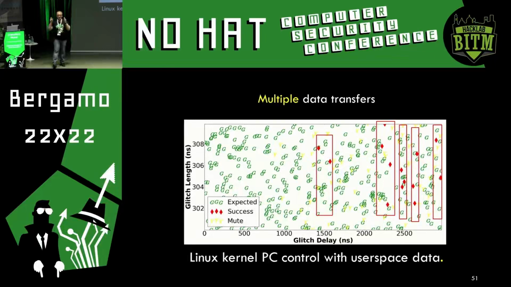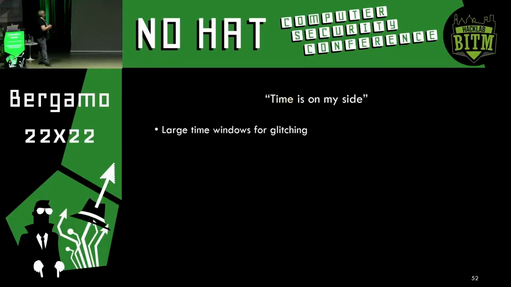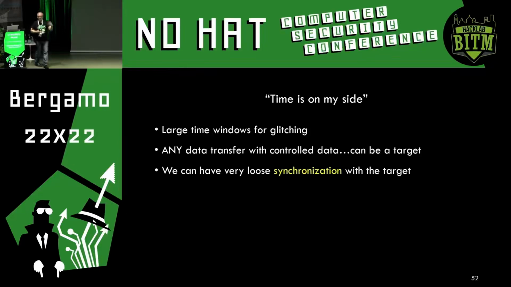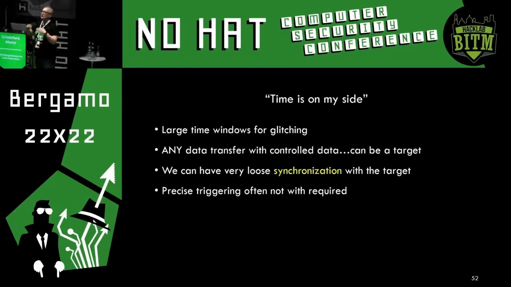So instead of transferring payloads, of transferring shellcode, transfer pointers and start glitching and see what happens. If you get your pointer into PC, well, you're definitely onto something which is definitely different from the usual attacks. So basically, you have very large time windows for glitching. Any data transfer can be a target. You need very loose synchronization. You don't need to be precise anymore, basically. And sometimes the precise triggering is not required anymore because you have such a big window. Why do you even trigger precisely? Why do you spend so much time hitting there?